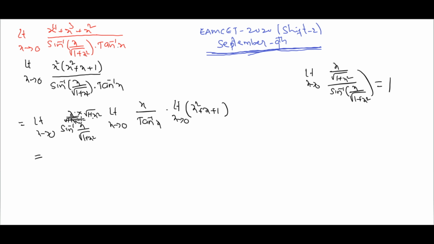So when limit x tends to 0, root 1 plus x square is root 1 plus 0, that value is 1. And the limit x tends to 0 of x by tan inverse x, this value is also 1. And the limit x tends to 0, substituting in x square plus x plus 1, 0 square plus 0 plus 1 is equal to 1. So 1 into 1 into 1, this total value is 1. That is the answer.